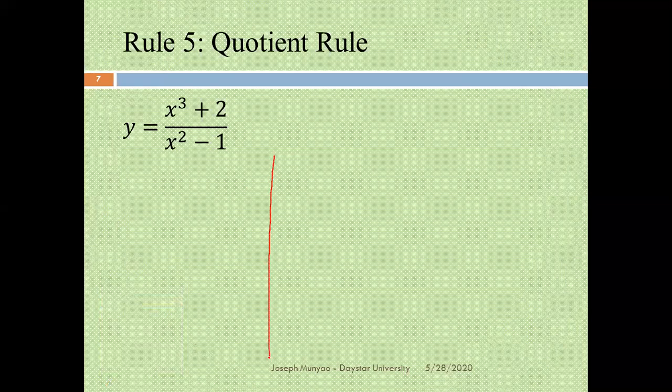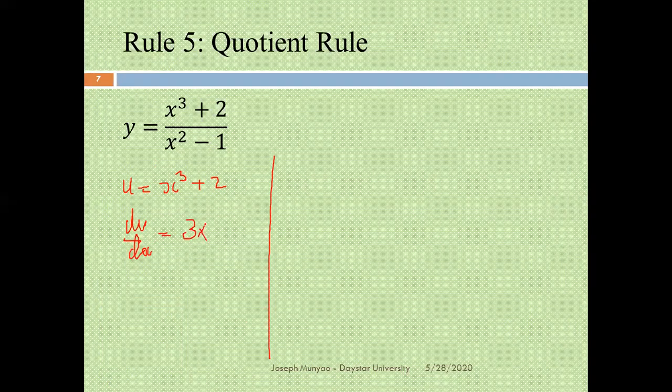If I solve this one for you, this is the top. We let the top to be x cubed plus 2. So you look for du dx. du dx in this case will be 3x squared. This 2 disappears. Your v is the denominator, x squared minus 1, meaning that dv dx is equals to 2x.